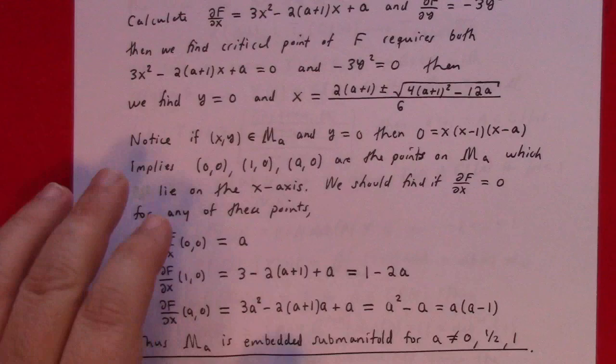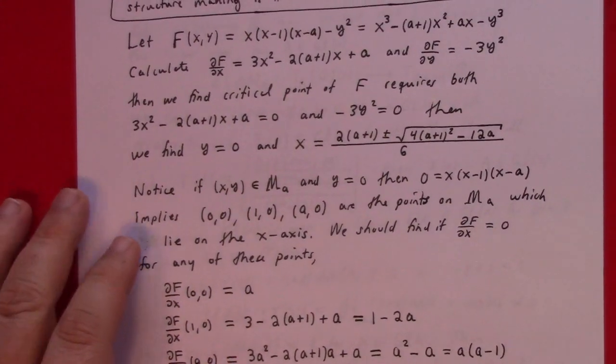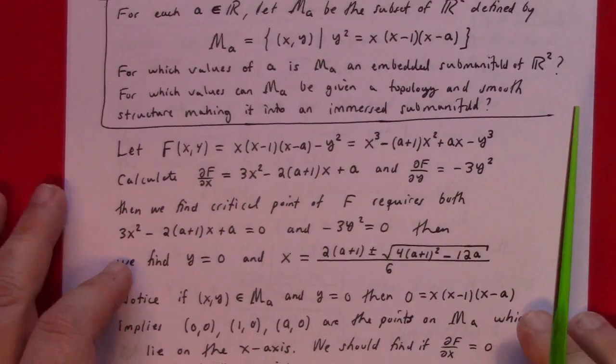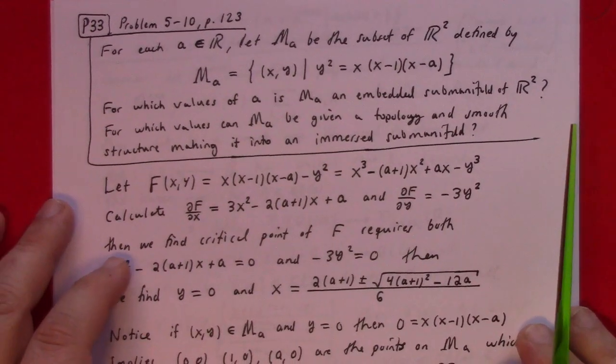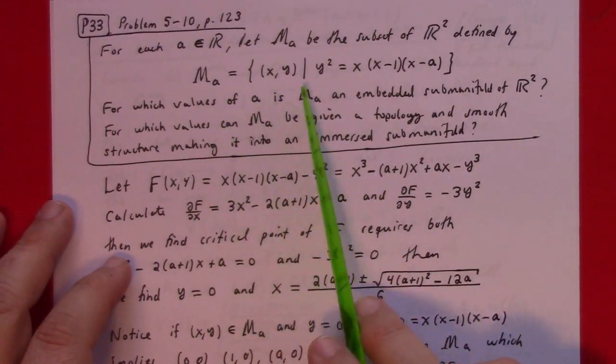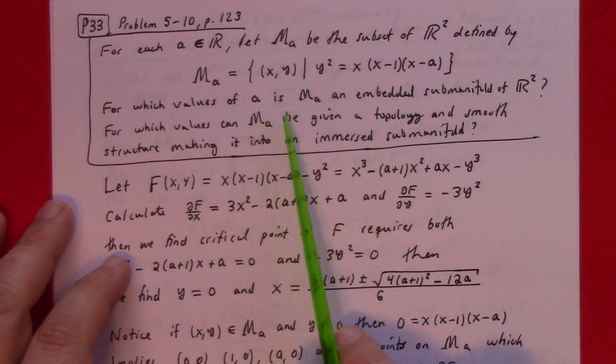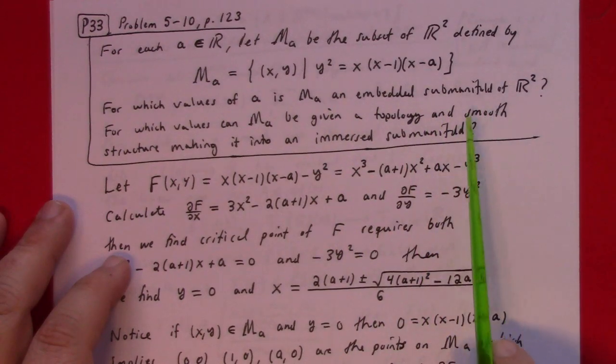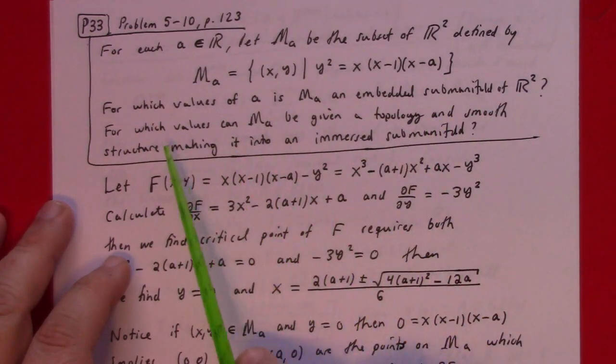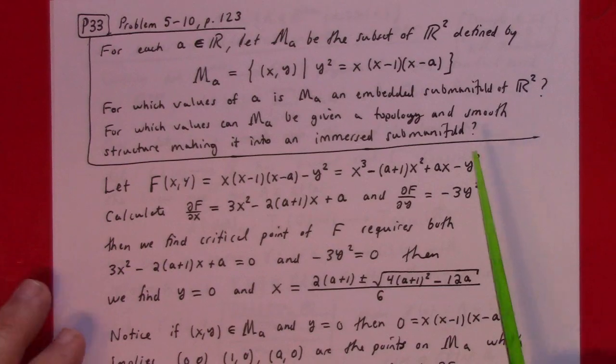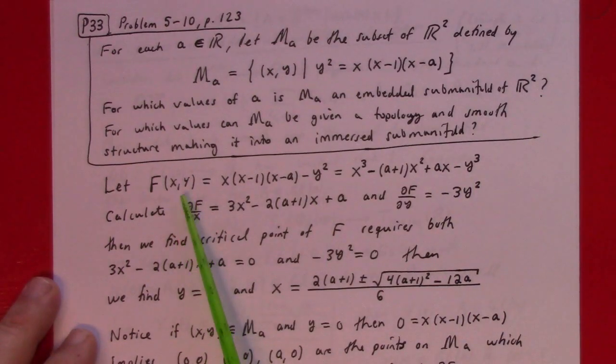Now, this next one's kind of interesting. So again, kind of the same song and dance here. You've got this set M_A, which is defined in this way, and the question is, for which values of A is it an embedded submanifold? And I don't think I've really answered the second sentence, so I'll just leave that. So here is the formula, which I multiplied out because I thought that might be helpful.